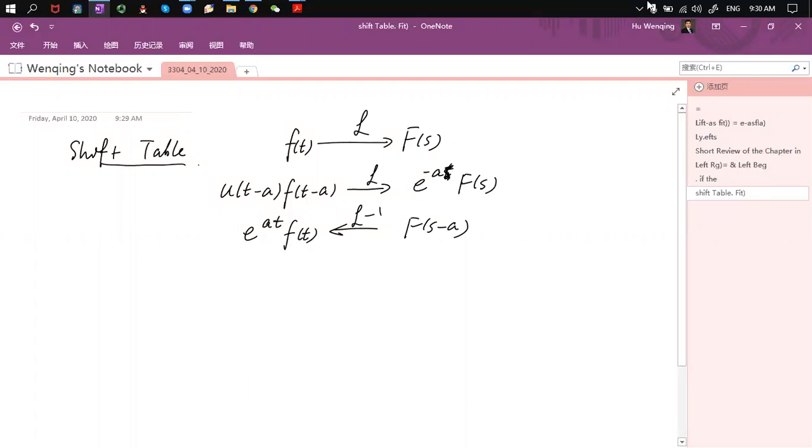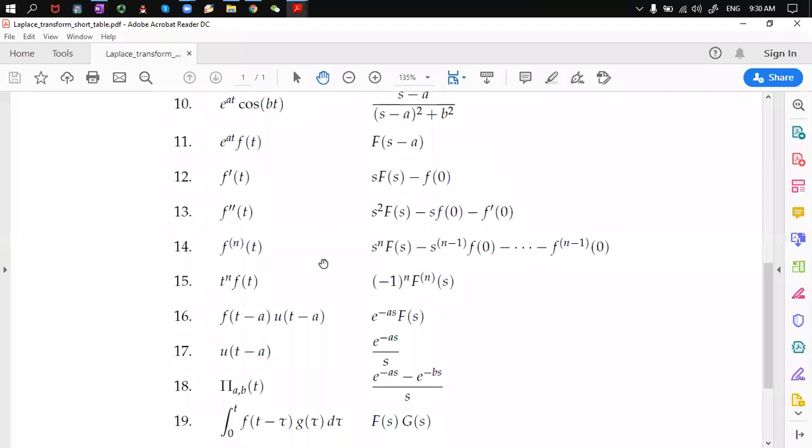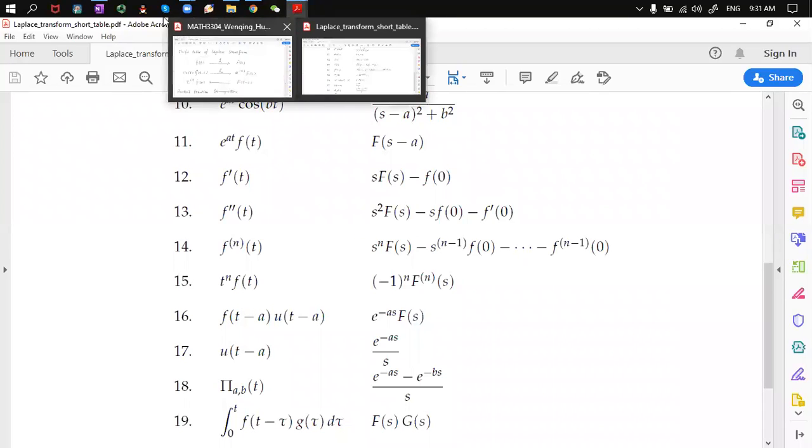The shift table of the Laplace transforms can be found on line 16, as well as line 11 of the table. These are two very important lines for the Laplace transform, simply because you need them in order to transform back and forth between many different functions when you solve a differential equation using the Laplace transform. We have already seen a lot of such examples in our class lectures, so this is crucial.